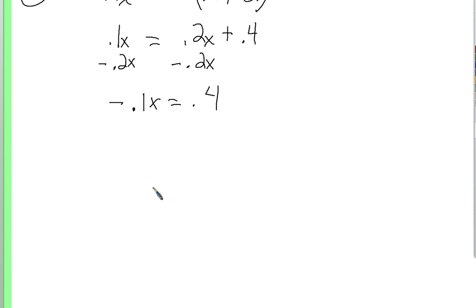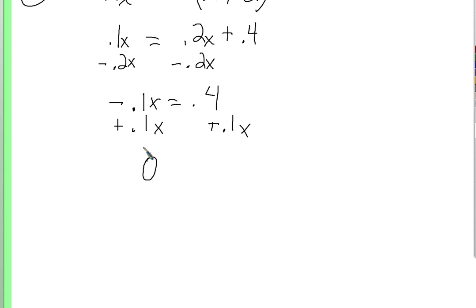Now we have negative 0.1 times x equals 0.4, so what do we do there? We add the 0.1x to each side. Add 0.1x. What's that going to give us on this side, Alex? It's going to give us a 0. Right? I take a negative and I add the exact opposite, I'll get 0. Is that what you thought?